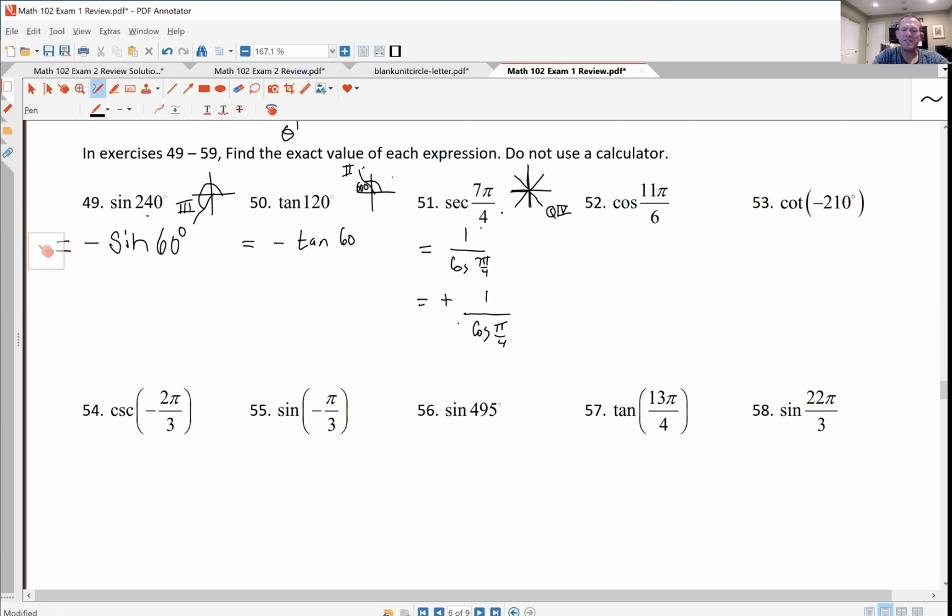Obviously, I'm not done with these problems yet for 950-51. I now need to say what those values are, but I'm just showing you how this works. The cosine of 11 pi over 6 is the same thing as the cosine of pi over 6 because that's its reference angle. And 11 pi over 6 sits in quadrant 4, and that's where cosine's positive.